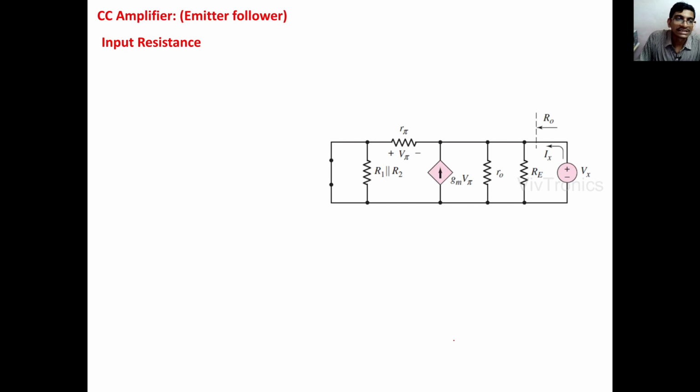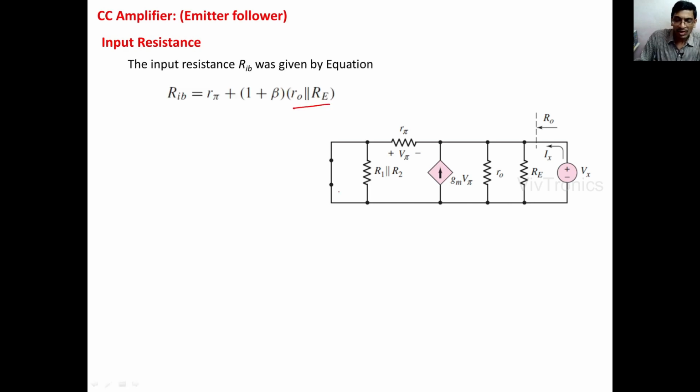Now the input resistance of this amplifier, we have already calculated the input resistance Rib. That is equal to R pi plus (1 plus beta) into (R naught parallel Re), which was already derived. And now we are going to get the output resistance.